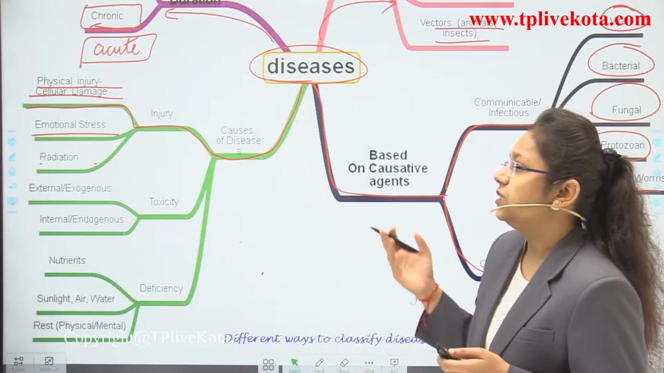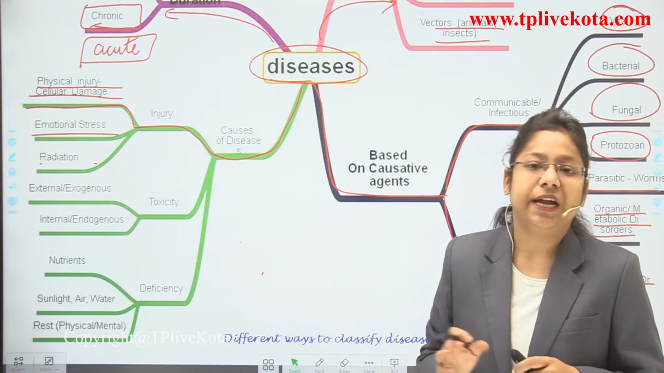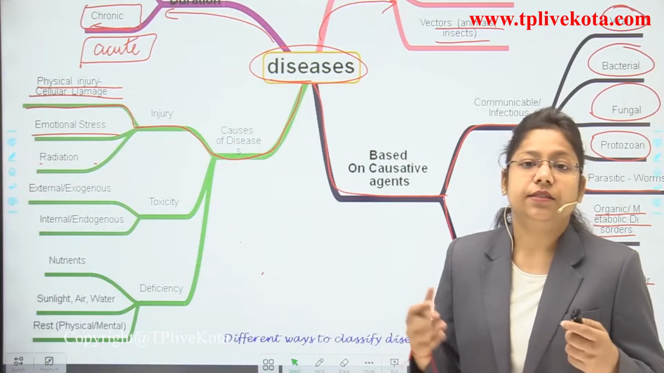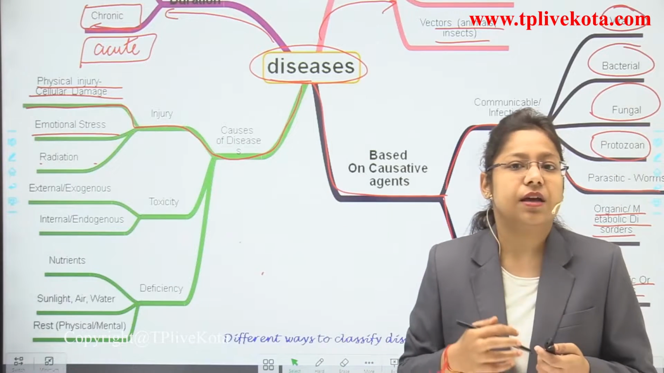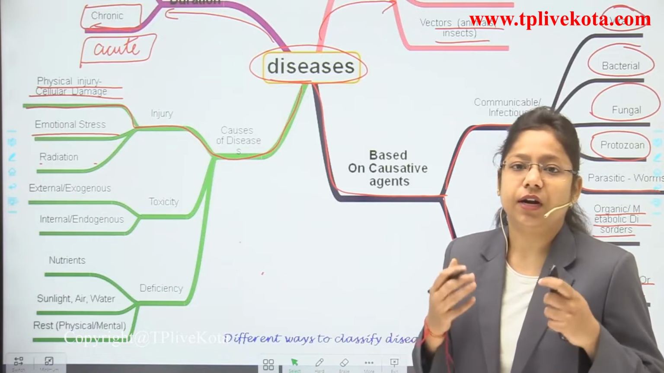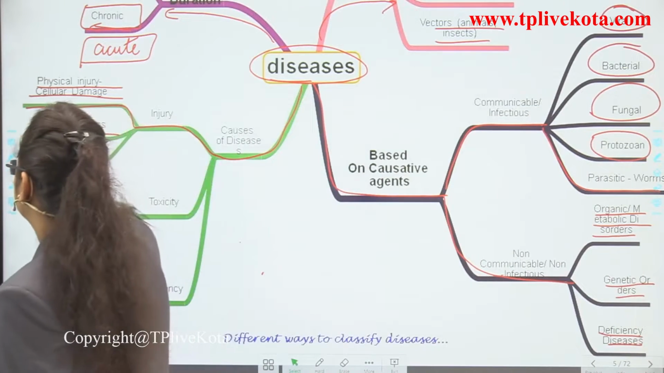Next, physical injury, cellular damage. If a person suffers any kind of accidental damage, some part of their body gets damaged. Now radiations. Radiations are very harmful for our eyes and our heart. So some diseases are caused by these external agents.